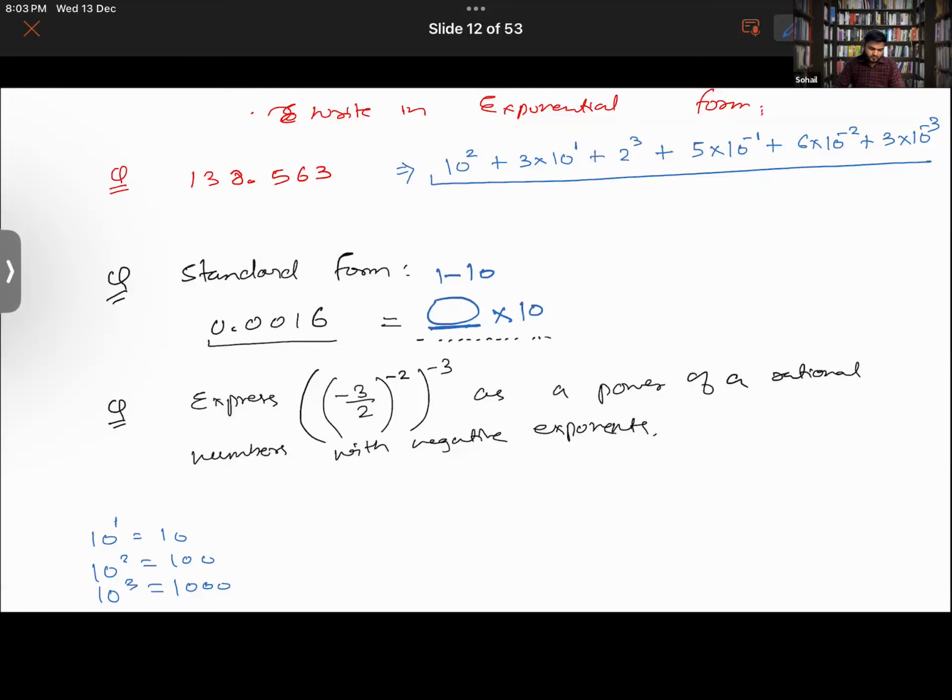Sir, I have sent the answer to the third one. Third one. Did you read the question properly? Look, the question says to express this value as a power of a rational number with negative exponents. So you have to express it in that format ना. यानी कि a upon b minus n के format में ये होना चाहिए. Getting it ना? So the answer is not in that format. Okay. Yes, sir.